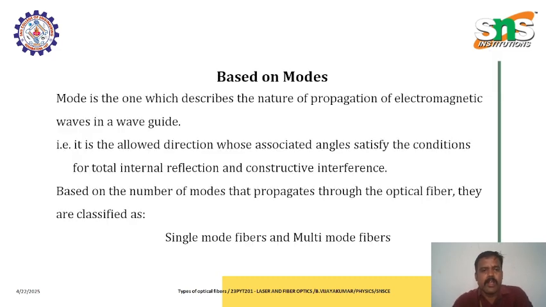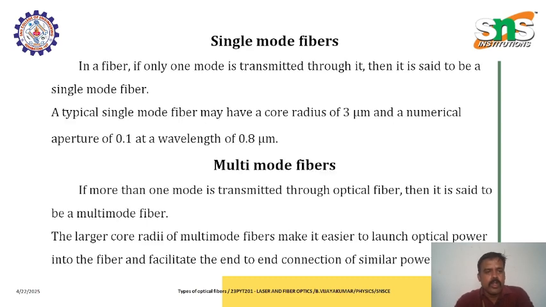The next one is based on mode. There are two types: single mode and multimode. Single mode means only one ray is allowed in the core region. More than one ray is called a multimode fiber. For a single mode fiber, the core radius is 3 micrometers, the numerical aperture is 0.1 and the wavelength is 0.8 micrometer.